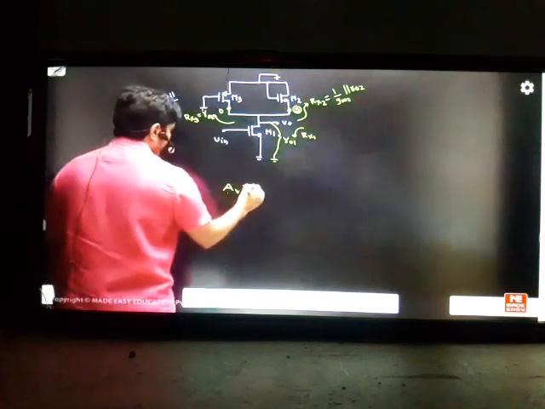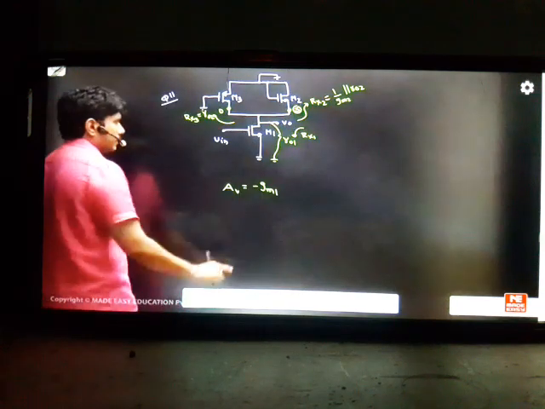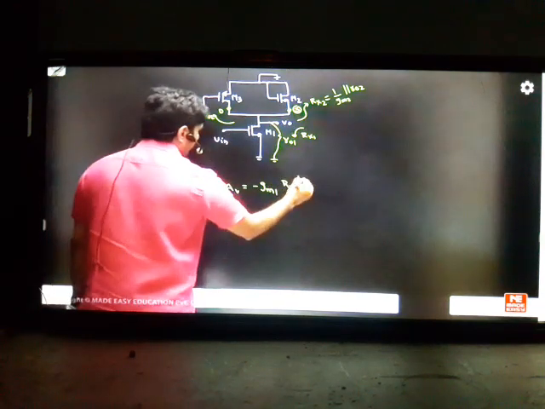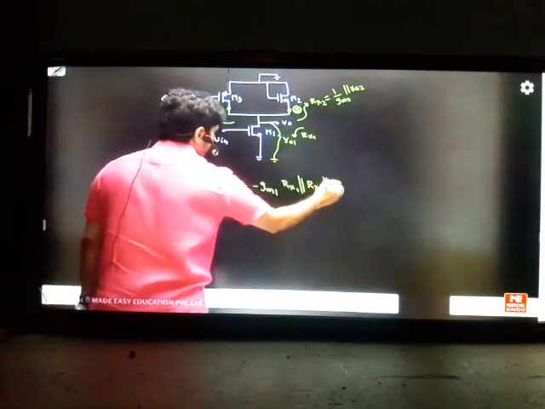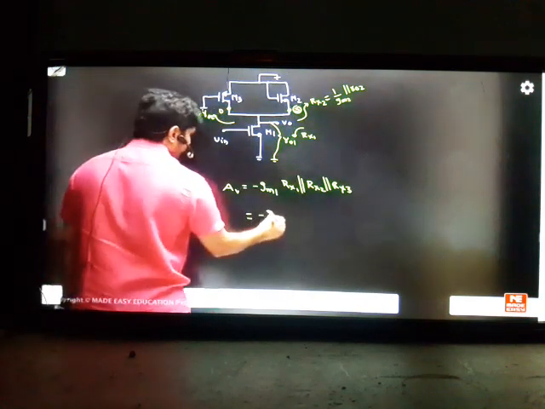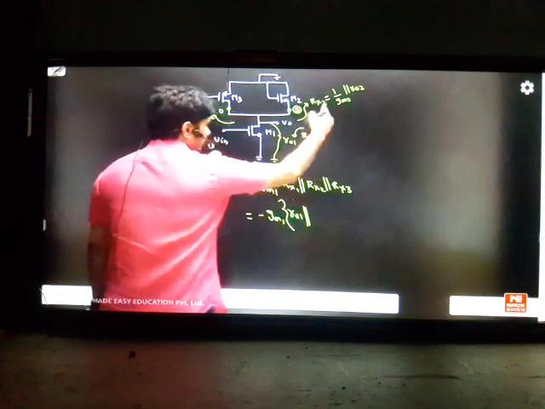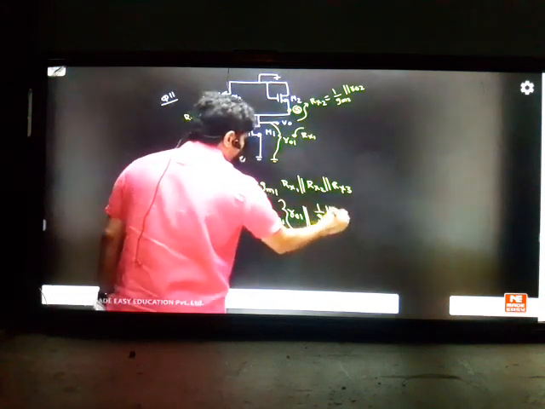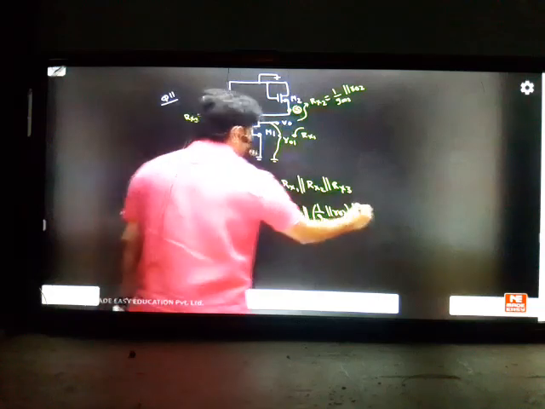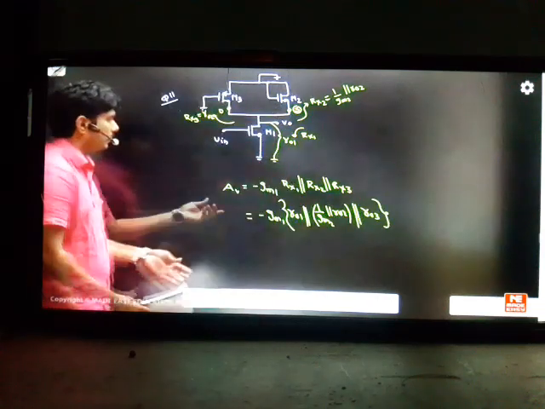So gain will be equal to minus GM1, this is the gain from the signal transistor, into Rx1 parallel to Rx2 parallel to Rx3, this total will become parallel. So this should be the answer. So minus GM1, your Rx1 here is R01, parallel to 1 by GM2 parallel to R02 parallel to simply R03. So this much lengthy answer I completed only by seeing the circuit.